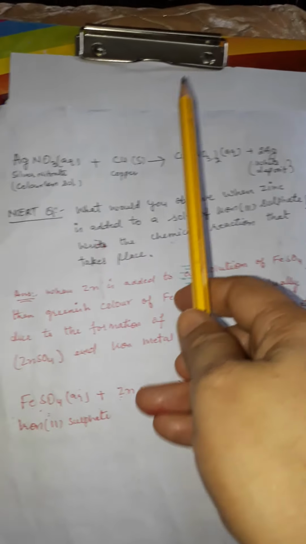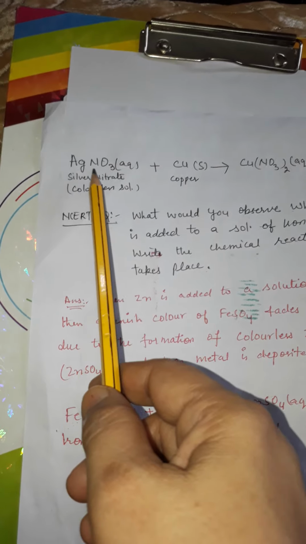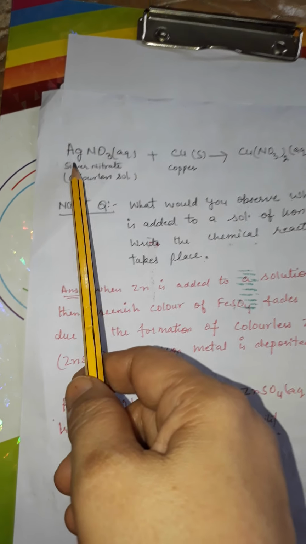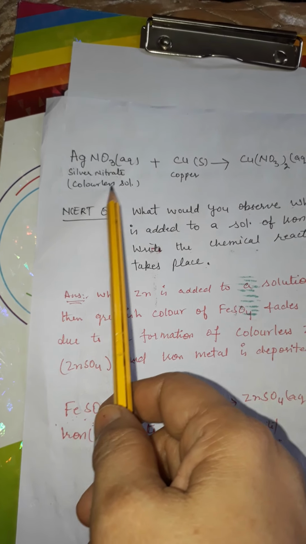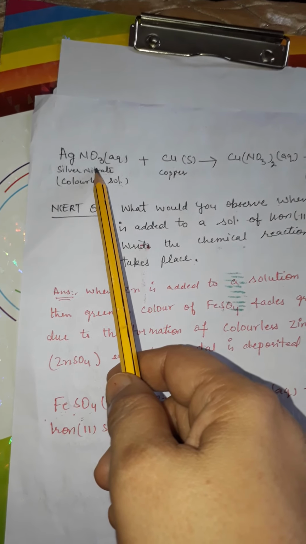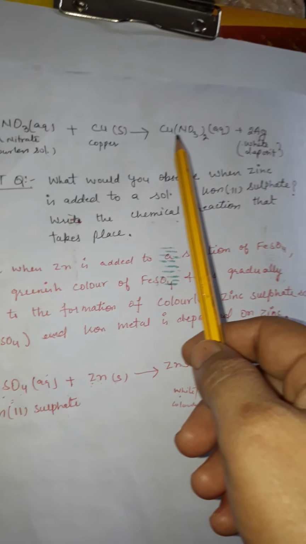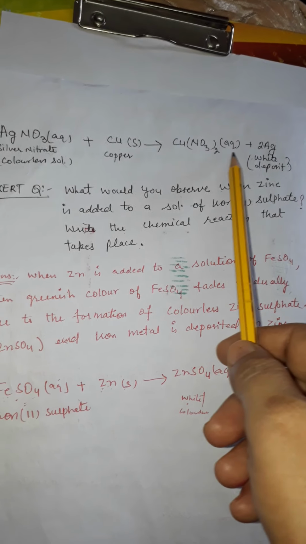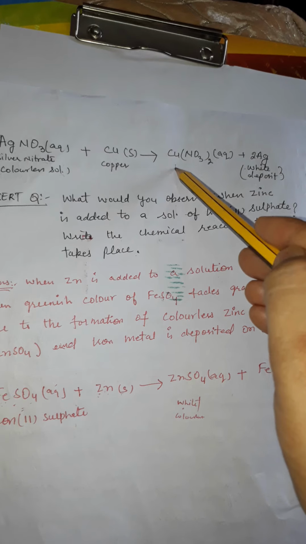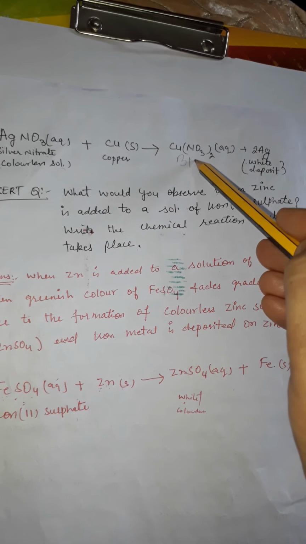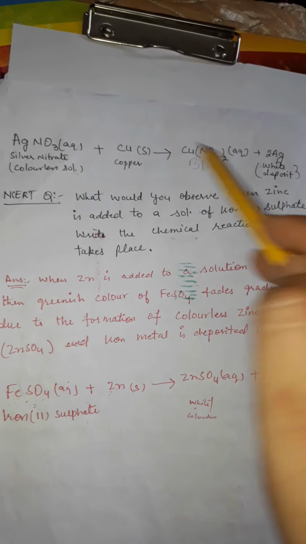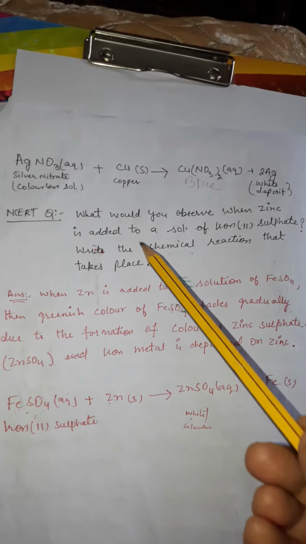Next reaction, this is a very important reaction. In this reaction we will take the silver nitrate. The color of silver nitrate is colorless and put the copper strip in it. Then we will see that copper nitrate and silver is formed. The color of copper nitrate, what is the color? This is blue. Blue color is formed. So this is also the displacement reaction.